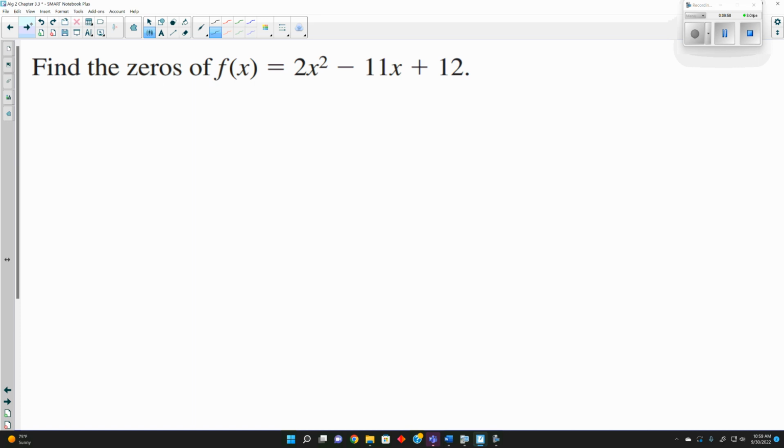Now, the last thing we're talking about today is finding the zeros of a function. And finding the zeros is exactly what we've been doing. Because if I'm trying to find the zeros, I'm trying to find out what value of x is going to make this function be 0. Now, if it works out that the zeros of this function are both integers, numbers that don't have a decimal, we could graph this.